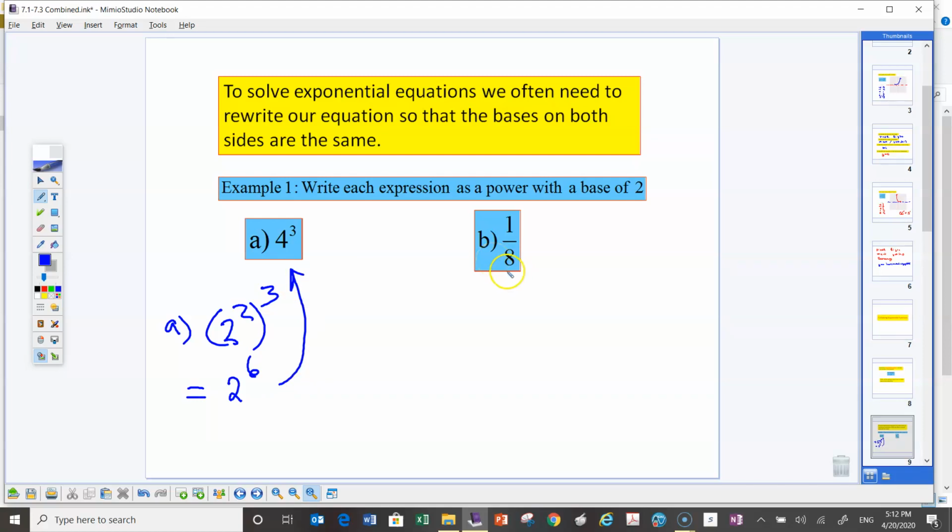1 to the 8th, well, this is really equal to 1 over 2 to the power of 3. And if we move 2 to the power of 3 up to the top, it really becomes 2 to the negative 3. And 2 to the negative 3 is the same thing as 1/8.